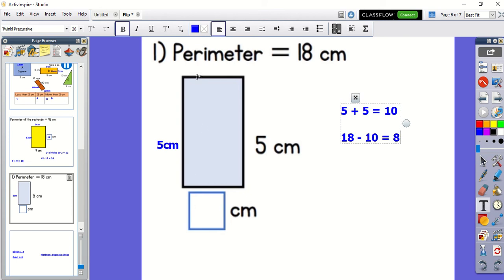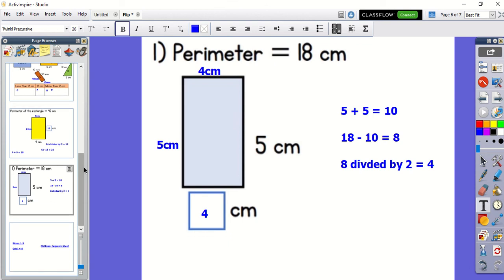Now, because these two sides must be equal, I've got 2 sides left to find. They're equal sides. I can do 8 divided by 2, and that gives me 4. So that side there must be 4 centimetres. And this side here must be 4 centimetres. Let's add them together just to check. 5 add 5 is 10, add 4 is 14, add another 4 is 18. Well done if you got that correct.